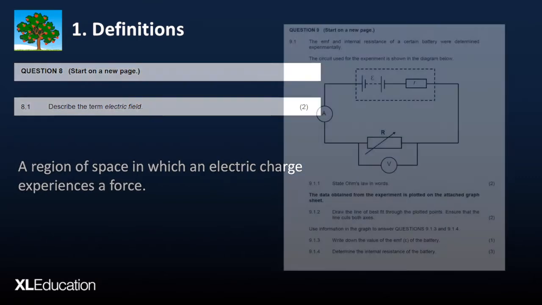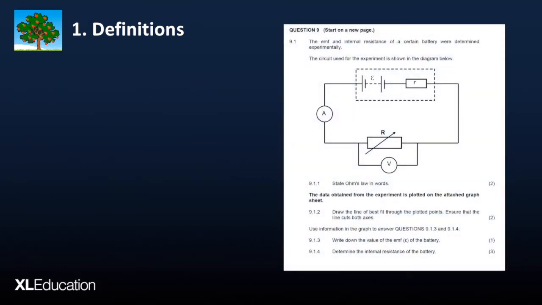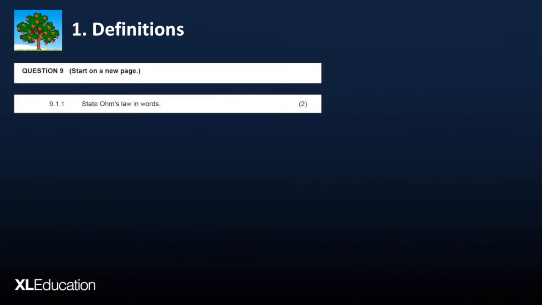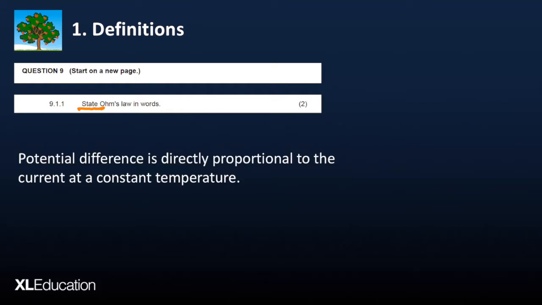Right, then we've come now to another section, which is that one of electric circuits, 9.1, which requires us to state the Ohm's law in words. Stating the Ohm's law in words. The Ohm's law in words is very easy to state. Potential difference is directly proportional to the current at a constant temperature.